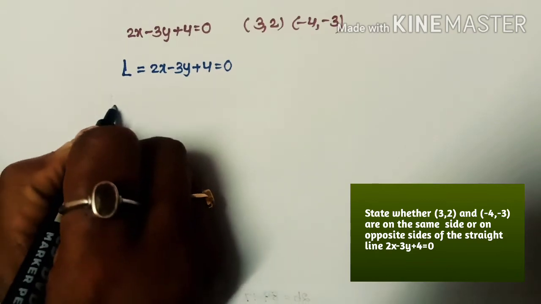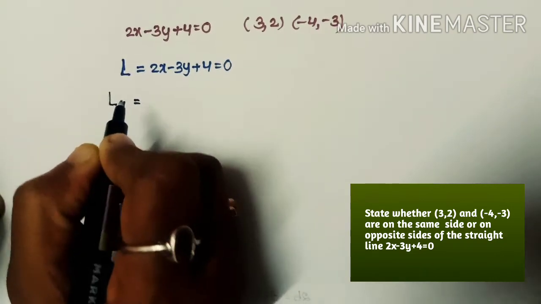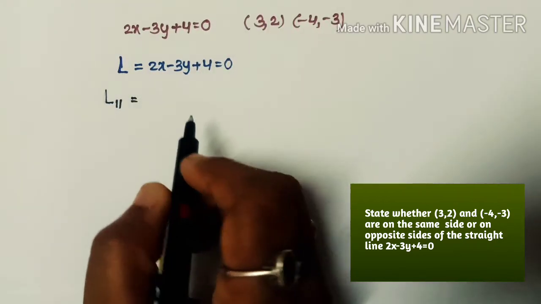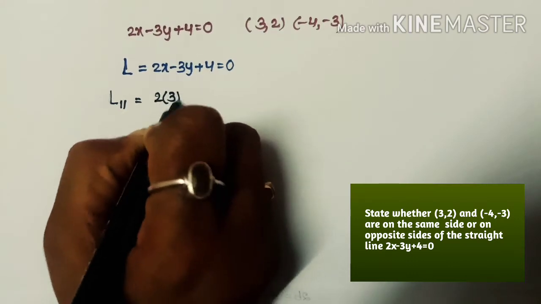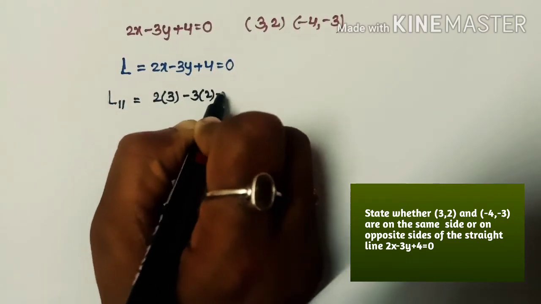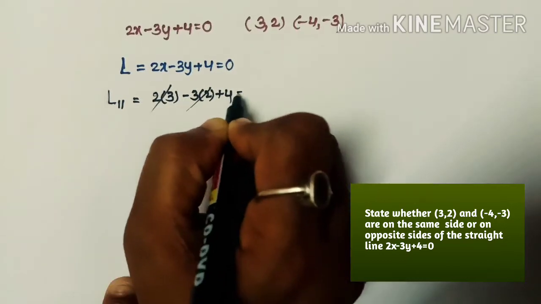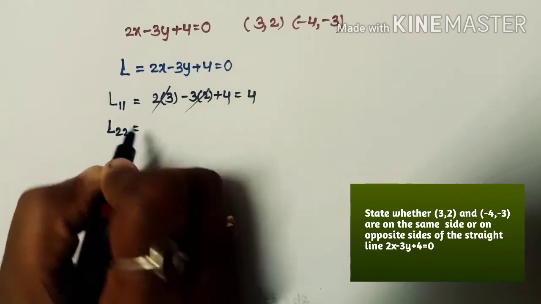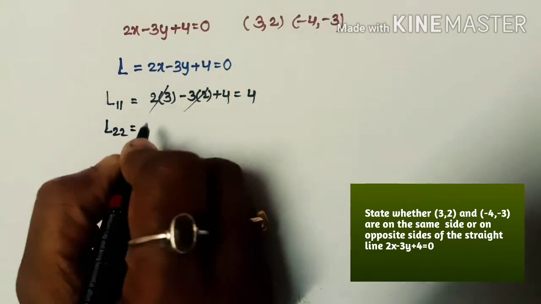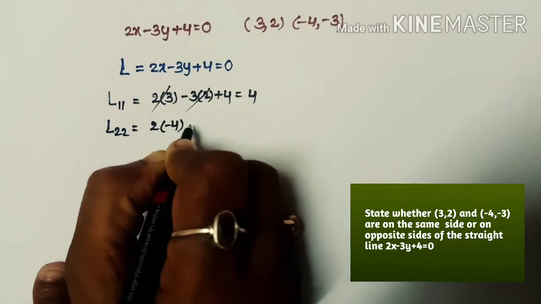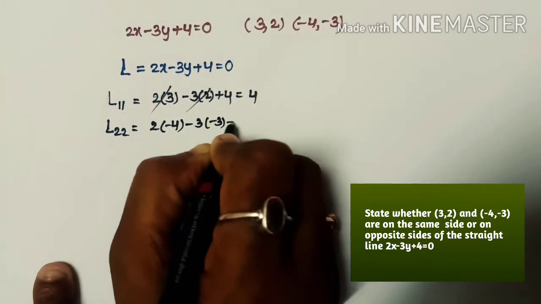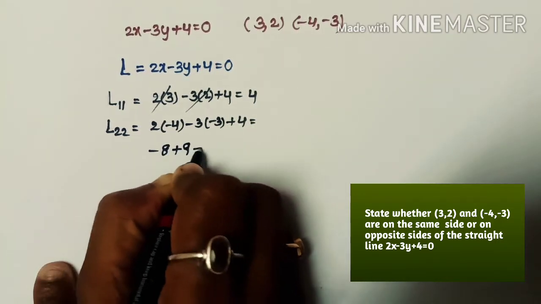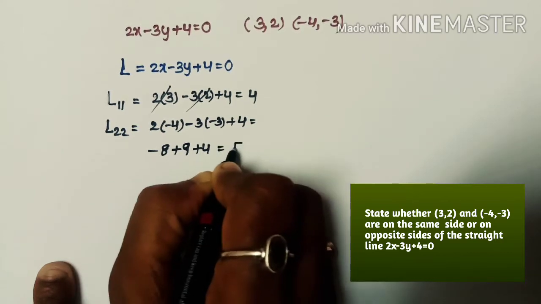So first we find the value of L11. L11 is nothing but replacing the first point in the line equation, that is 2 into 3 minus 3 into 2 plus 4. 6 and minus 6 get cancelled, so the answer is equal to 4. And L22 is nothing but replacing the second point in the given equation, that is 2 into -4 minus 3 into -3 plus 4, which is equal to -8 plus 9 plus 4, that is 1 plus 4 equals 5.